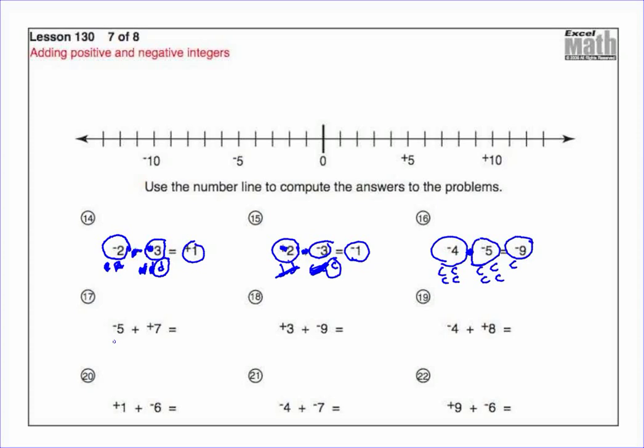All right, you go ahead and try. Let's just have you do 17 and 18 using the cats and dogs method. Pause the video, turn it back on when you're ready to see the solution.